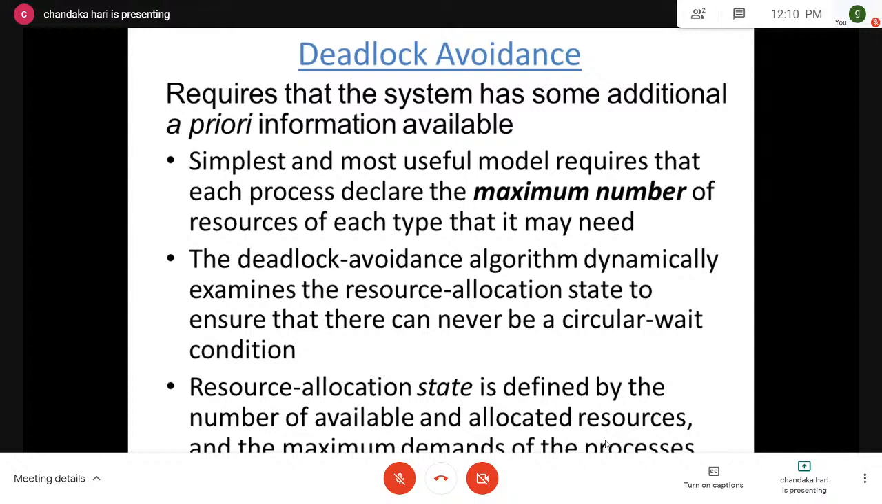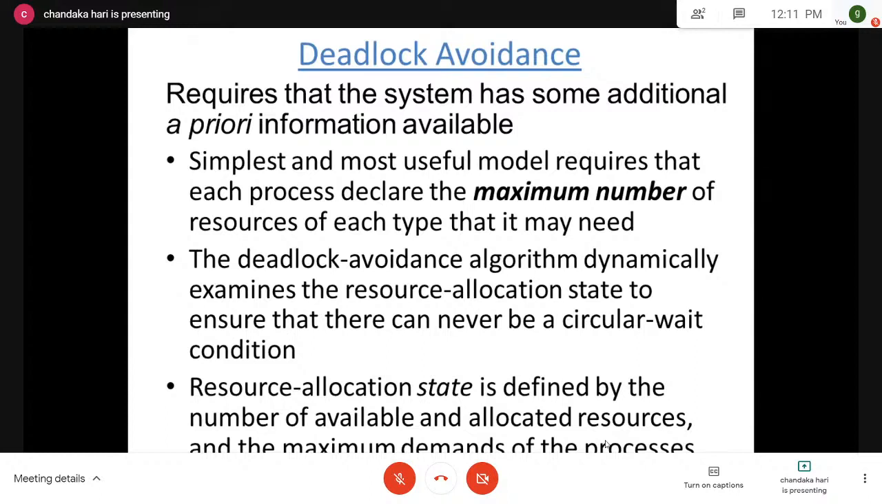That implies, in order to practically implement the deadlock avoidance technique, the operating system should have additional prior information relating to each process: the maximum number of resources required by each and every process, and the set of resources required at what moment of time. It should be known to the operating system so that it allocates the resources in such a way that the system will never end up in a deadlock situation.